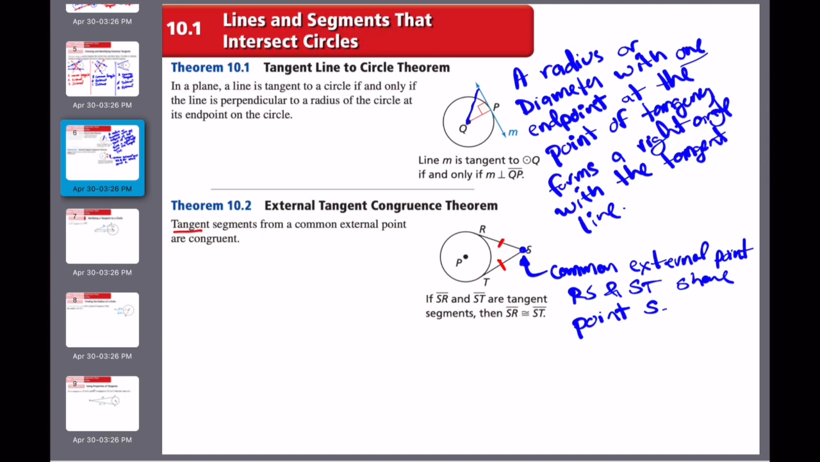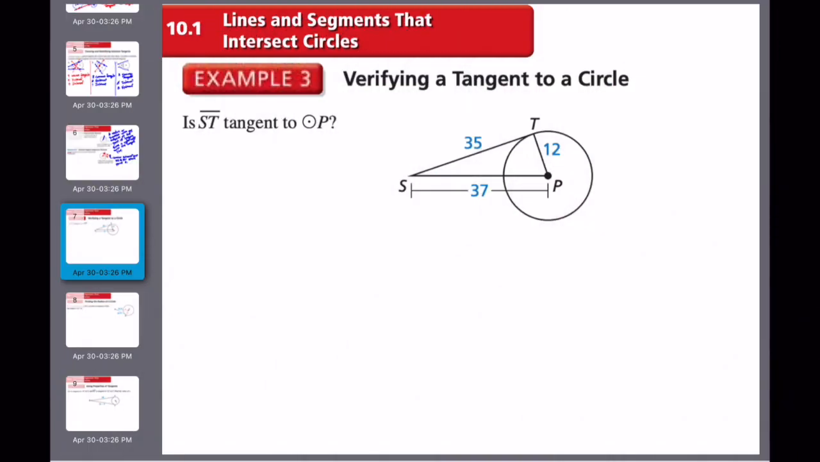And because these are tangents, that means that I can even make right triangles in here. So there's a lot of different properties that we're going to be able to use here. So here's an example where we can try to apply these theorems. It says, is ST tangent to circle P? Well, here's ST. And if ST is tangent to circle P, well, PT would be a radius. That means if they form a right angle, then it's tangent.